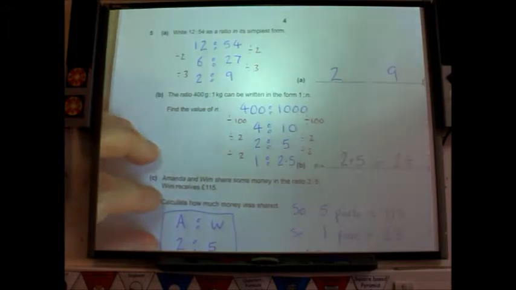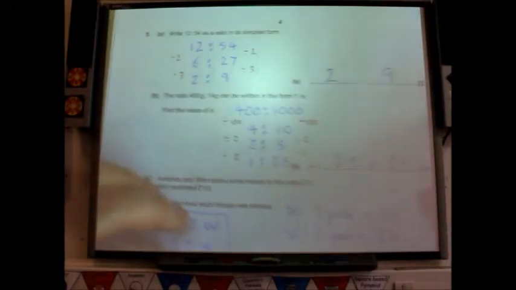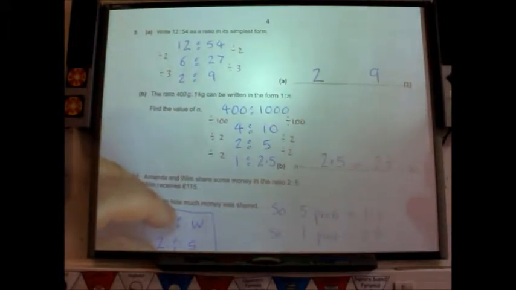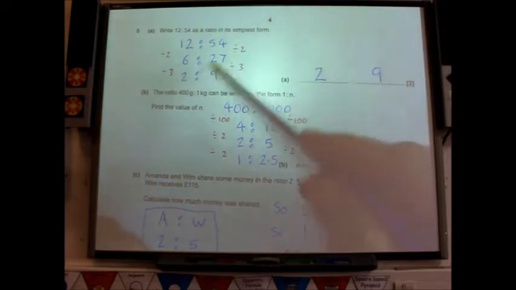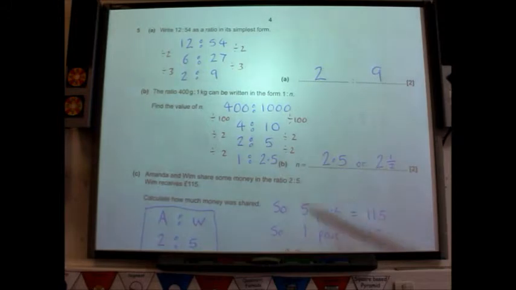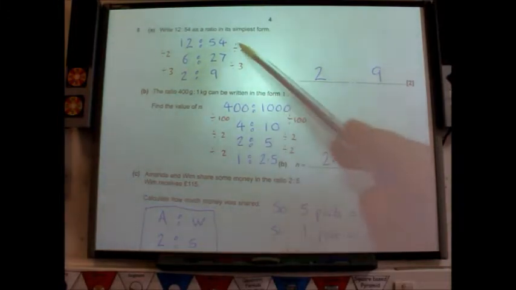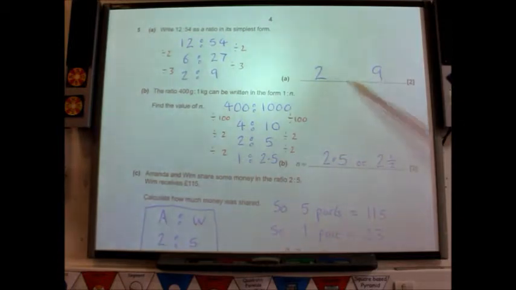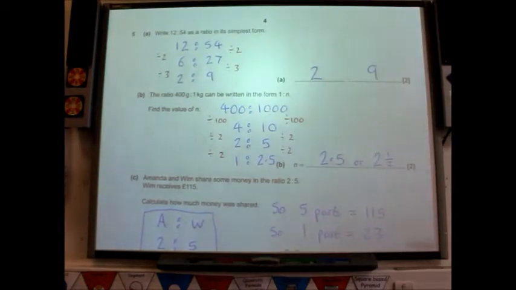Write 12 to 54 as a ratio in its simplest terms. Well, there you go. I've shown how I've simplified it. In an exam, you should do this as well. Some of you with good times table knowledge would notice you could just divide both sides by 6 and you'll get straight to the answer, which is 2 to 9. 2 parts to 9 parts.